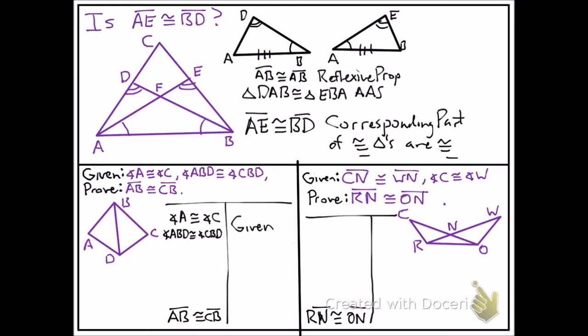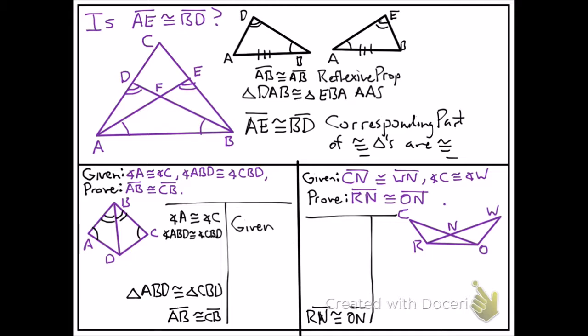So we come down to the bottom left. I have some givens here, which we'll label. And I've already written them here. Now I want to show that AB is congruent to CB. In order to show those are congruent, I have to find that the two triangles are congruent, and that's going to be ABD and CBD.